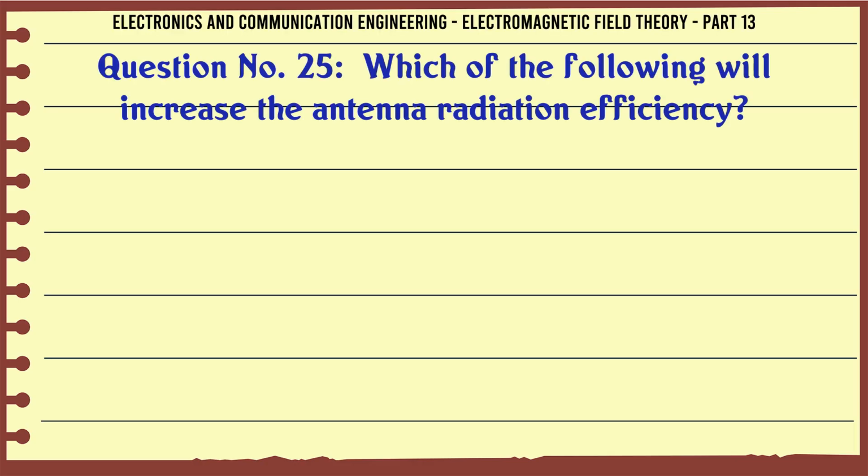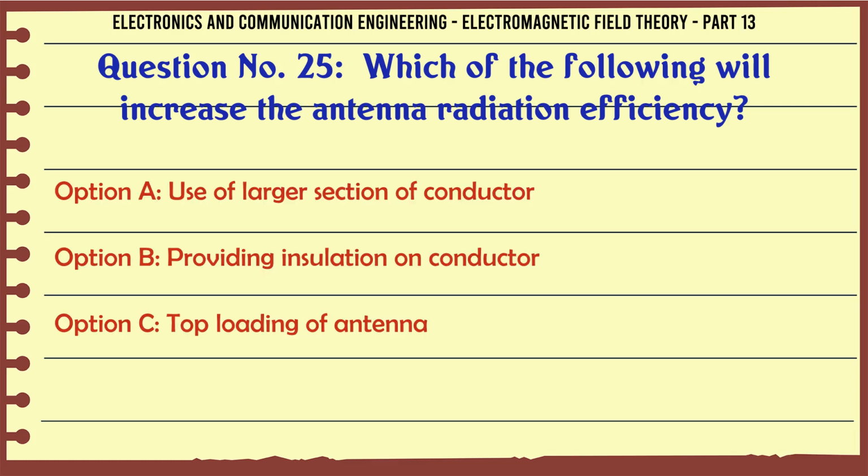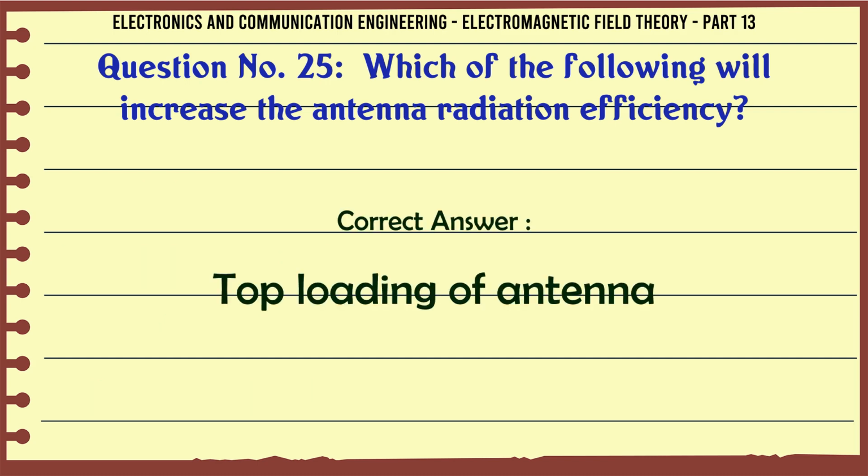Which of the following will increase the antenna radiation efficiency? A. Use of larger section of conductor, B. Providing insulation on conductor, C. Top loading of antenna, D. Any of the above. The correct answer is top loading of antenna.